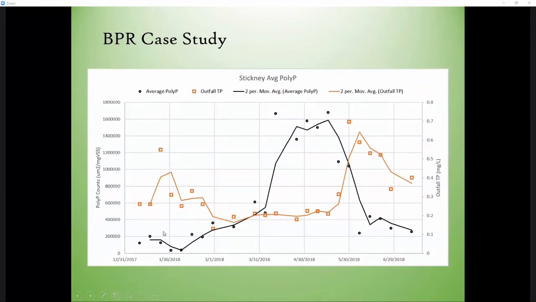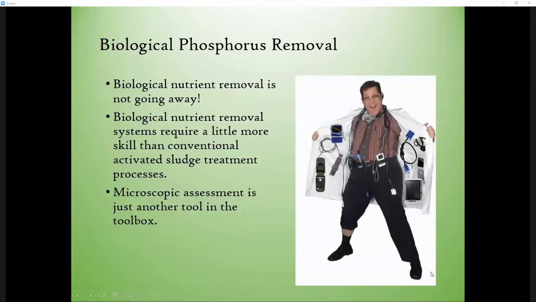As our polyphosphate, as our PAO number went up, you can see our outfall phosphorus went down. Once our PAOs dropped, as it was getting towards spring and summer, then our effluent phosphorus increased. So biological phosphorus removal is not going away.